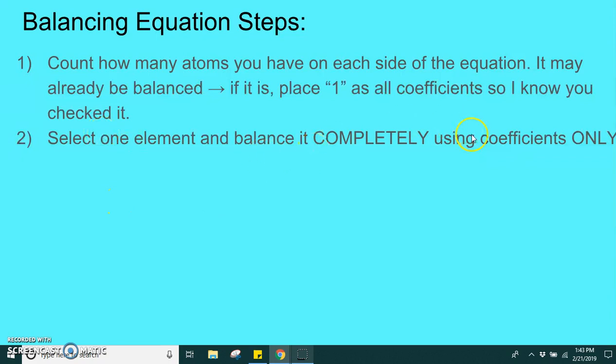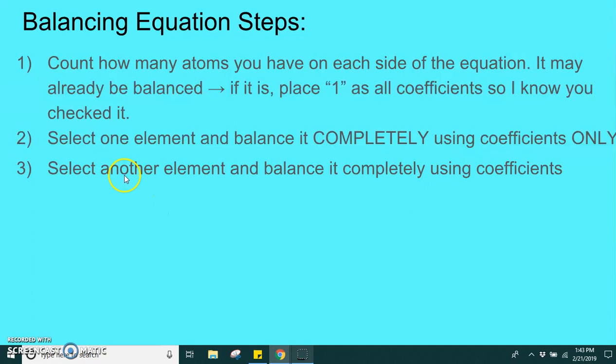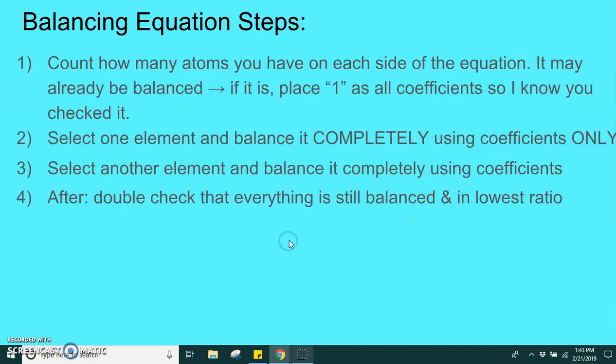Select one of your elements and balance it completely using coefficients only. Select another element and balance it completely. And you're just going to keep going through this until you get all of the elements within an equation balanced.